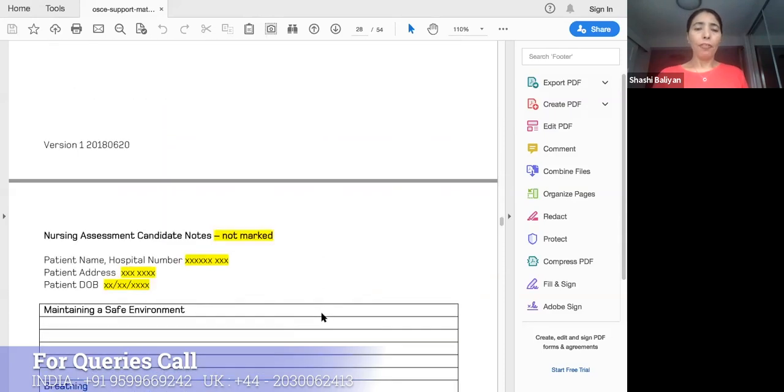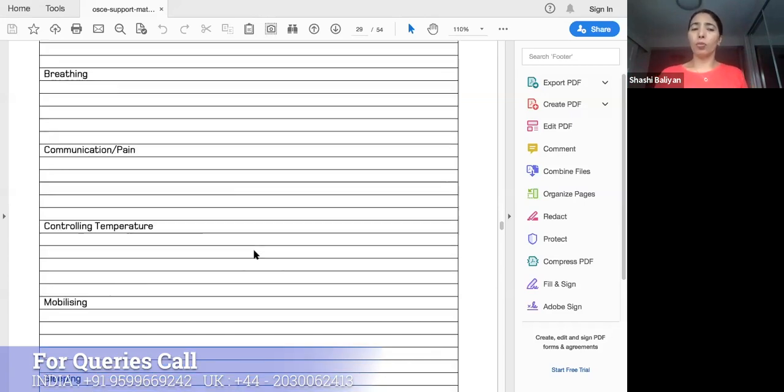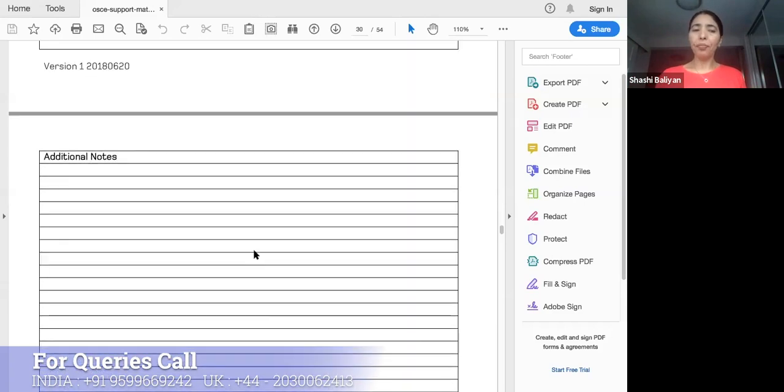After you have done that, when you go inside, you are going to get a paper in which you can write your notes. This is not marked. As they have written over there, this is the nursing assessment candidate's note. It is not marked. While you are taking the history, say if you're doing a respiratory rate or something, if you need to make notes, you can make them on this one. This is not marked.